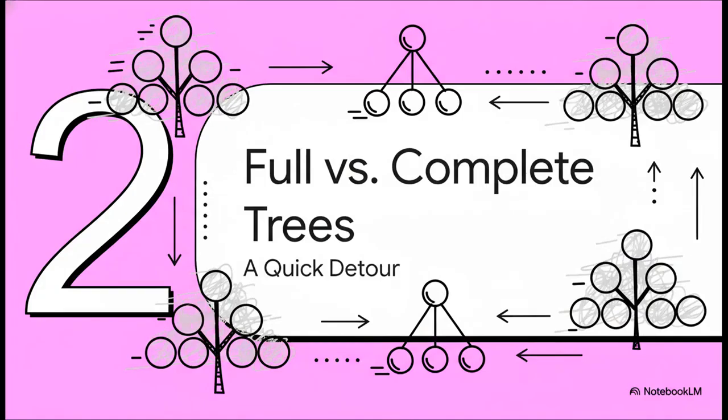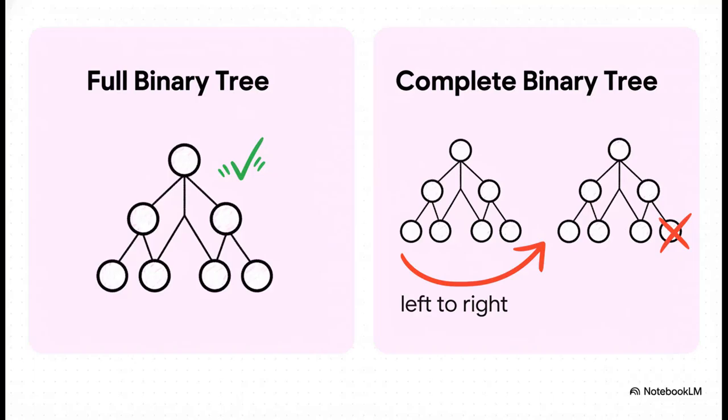All right, now that we've got the basic terms down, you should know that not all binary trees are created equal. They can come in a few different shapes. So let's take a quick little detour to look at 2 really important types: full trees and complete trees. First up is a full binary tree, and the rule here is super strict. Every single node has to have either 0 children, which makes it a leaf, or exactly 2 children. No lonely single children allowed.